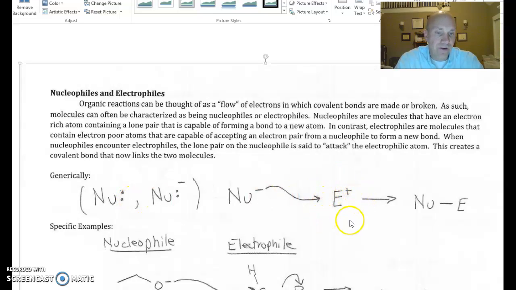Electrophiles are generally represented as a capital E with a positive charge. That positive charge indicates that there's an atom that has at least a slightly positive charge that's going to be attracted by the electron pair of that nucleophile. Whenever that lone pair on the nucleophile makes a bond with the electrophile, we say that it's attacking the electrophilic atom. So we would say that the lone pair on this nucleophile attacks this electrophile right here, and when that happens, a new bond is going to get created.